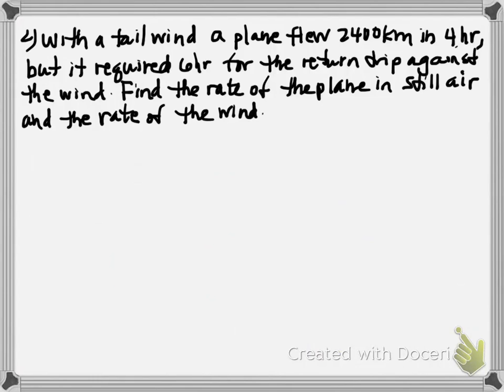So again, if you're all using the same variables we talked about in class, then you don't have to define anything. So we have two options for how we write. We can either say tailwind, headwind, or we can say with wind, against wind, whatever works for you. So I'm going to take the words I see, tailwind, and then against the wind.